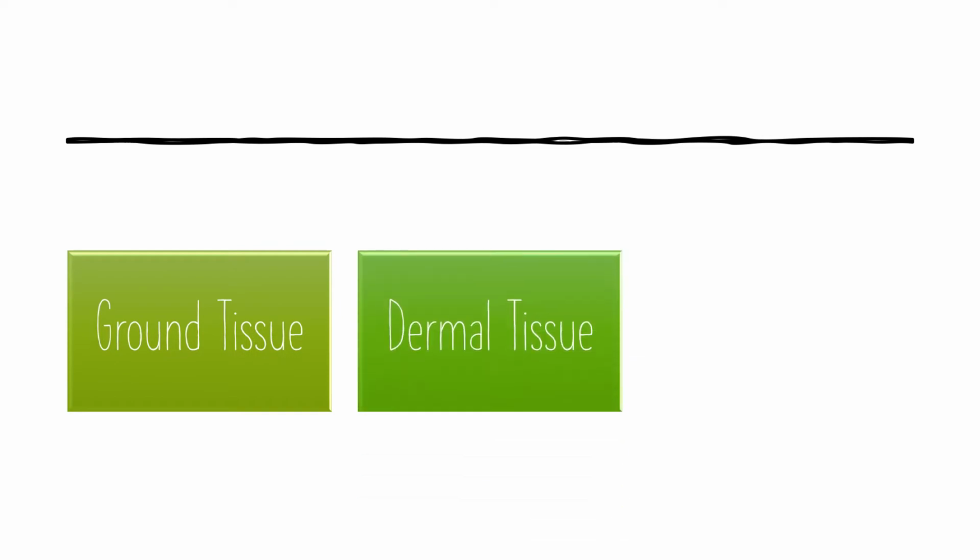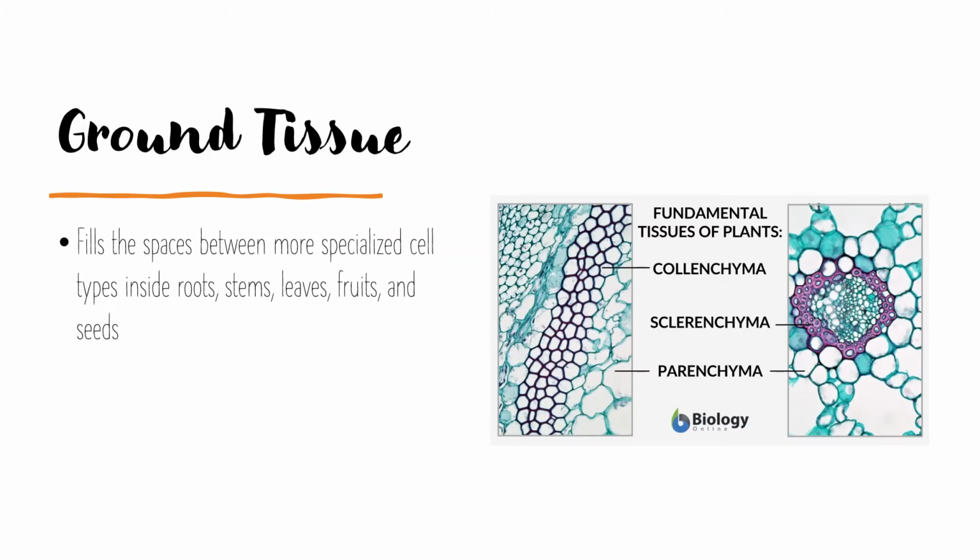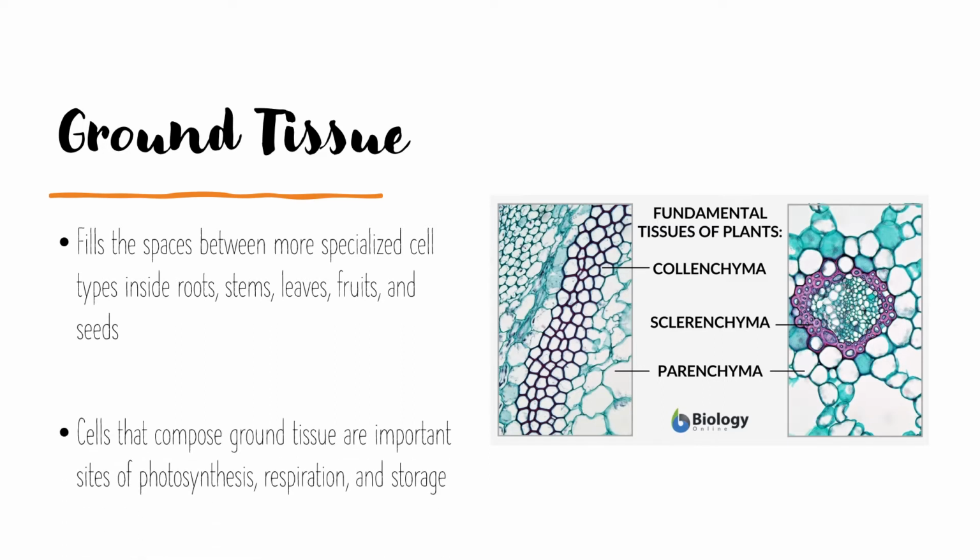So again, for this section, we'll be discussing ground tissue, dermal tissue, and vascular tissue. Ground tissue often fills the spaces between more specialized cell types inside roots, stems, leaves, fruits, and seeds. For example, the pulp of an apple, the photosynthetic area inside a leaf, and the starch-containing cells of a potato all consist of ground tissue composed mainly of parenchyma cells. The cells that compose ground tissue are important sites of photosynthesis, respiration, and storage.